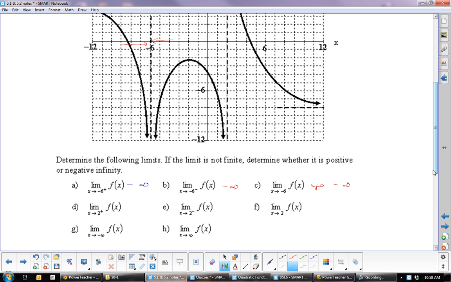Okay, let's do 2 from the right. So as I'm coming from the right, where am I going? Positive infinity. From the left, negative infinity. So what is the limit as x approaches 2? Does not exist because the left-hand limit does not equal the right-hand limit.